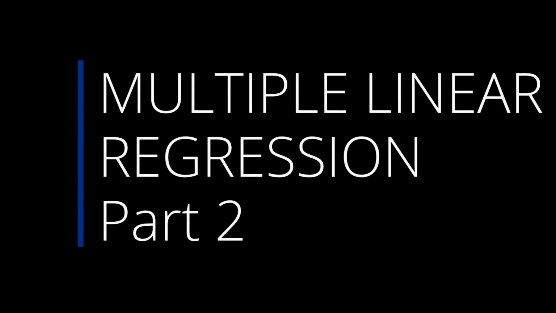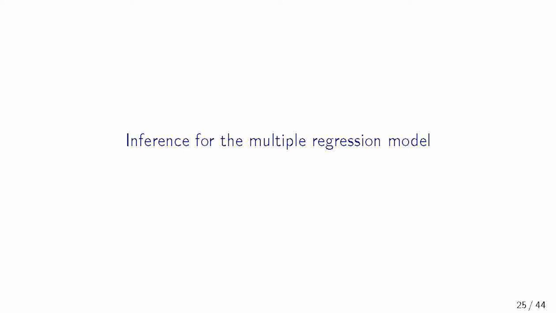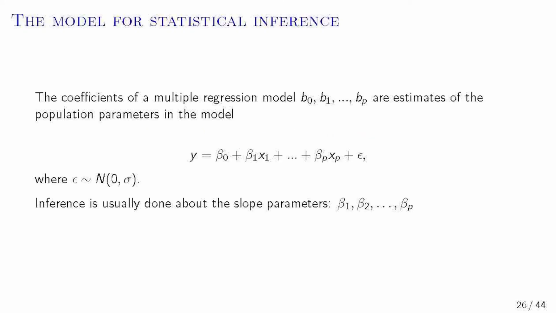Let's pick up where we left off on multiple linear regression. We're now on to inference in the multiple linear regression model. The model for statistical inference here is similar to the single equation. The coefficients of a multiple regression model, the B0, B1 through Bp, are estimates of population parameters in the model.